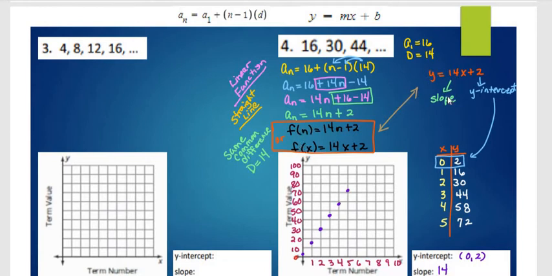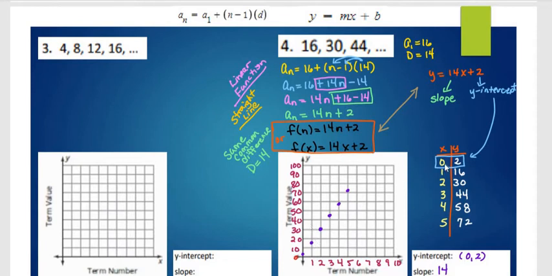My slope is 14 because that is my common difference. Your common difference here is 14. I can also look at this and say it's 14. I'm looking for the x or the n right here. This is 14. My y-intercept is at (0, 2). So I'm going to type this in.